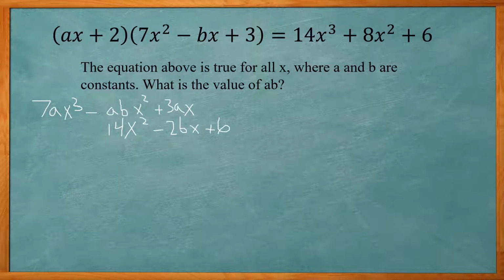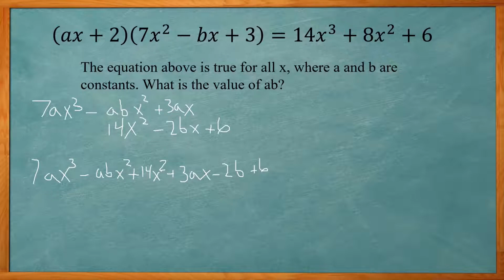If I combine those, that gives me 7a x to the third minus ab x squared plus 14x squared plus 3ax minus 2bx plus 6.